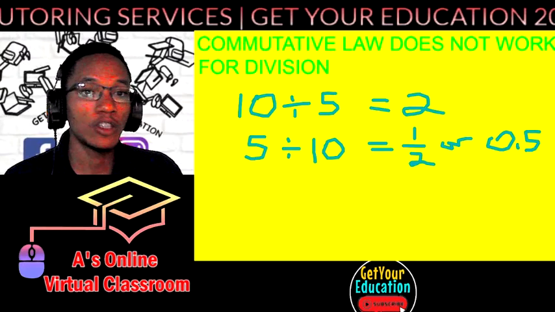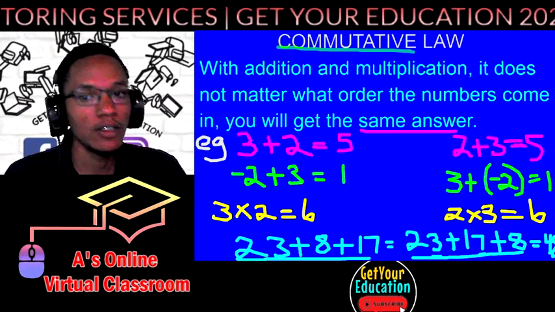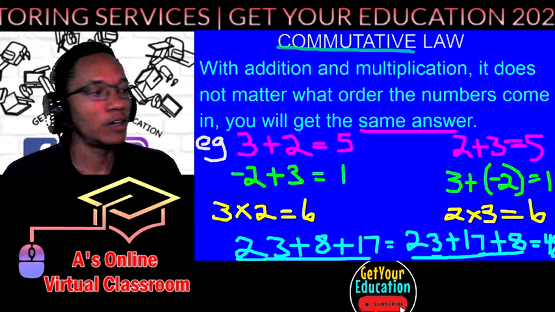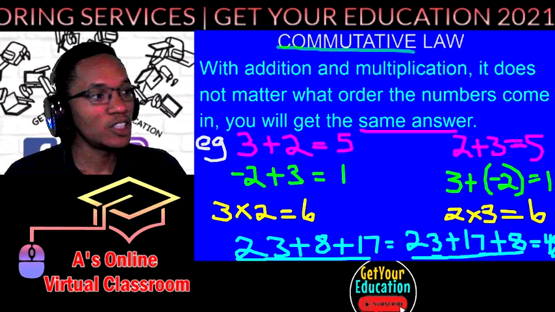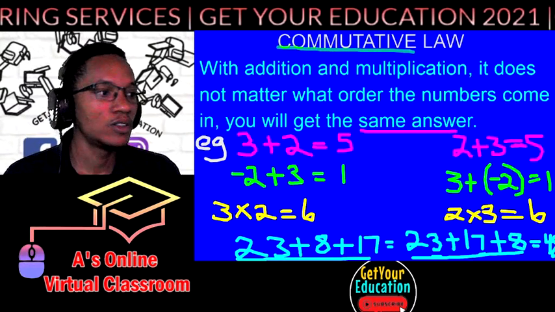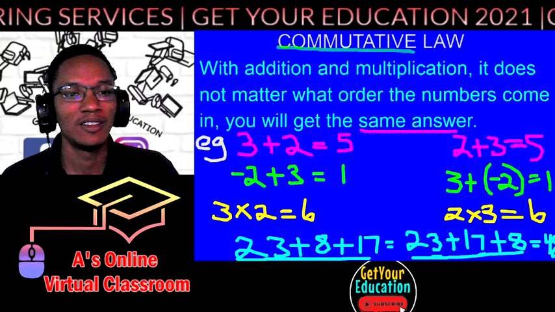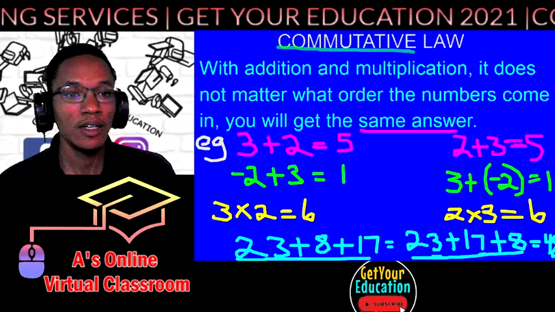So that's it. That's our commutative law. Of course, we have other laws to look at, which we can look at next week and the week after. Yeah, that's it. With addition and multiplication, it does not matter what order the numbers come in, you'll get the same answer. Alright, so that is our mathematics tip of the day.